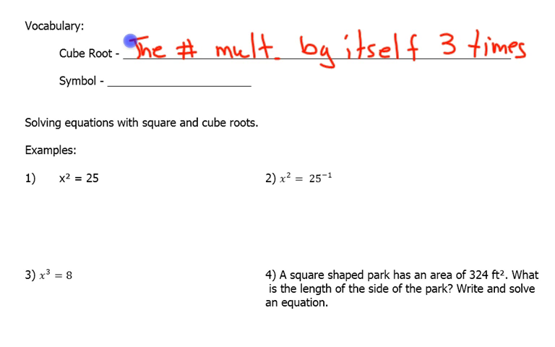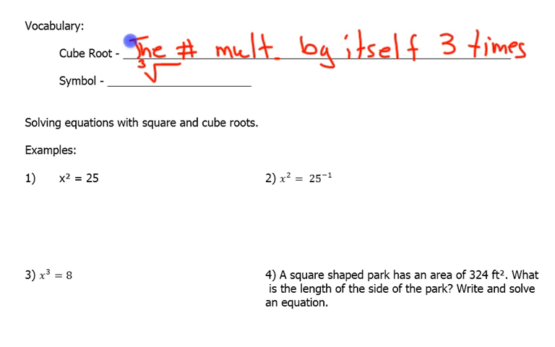So my symbol looks a lot like the square root symbol, but we put a little 3 in there, and that tells me I want to take the cubed root of something. Cubing, multiplying a number by itself 3 times, and cube root are opposites, just like squaring and square root are opposites of each other.